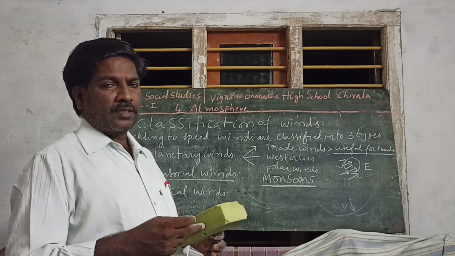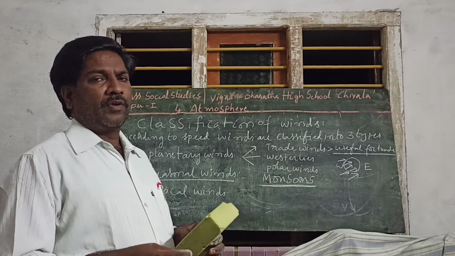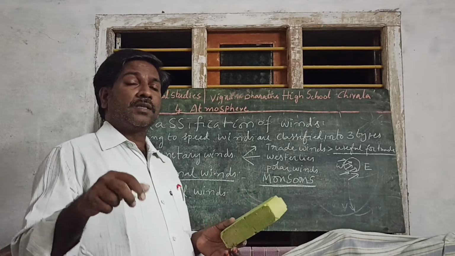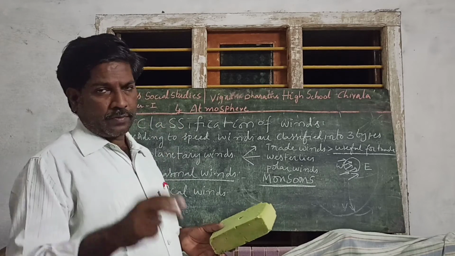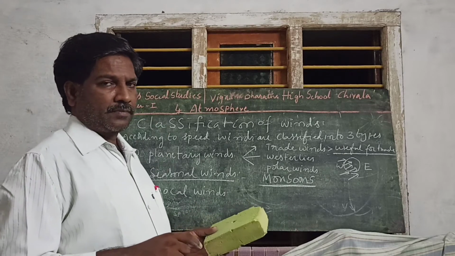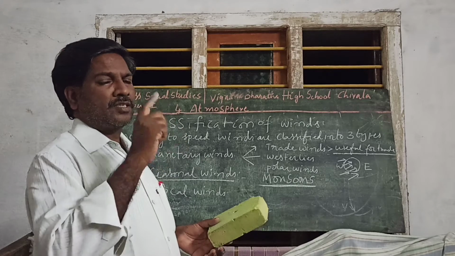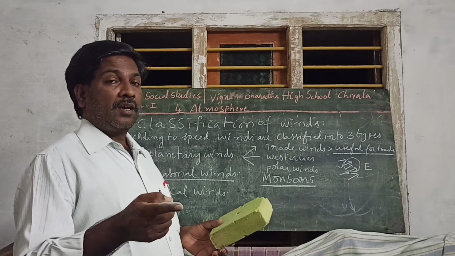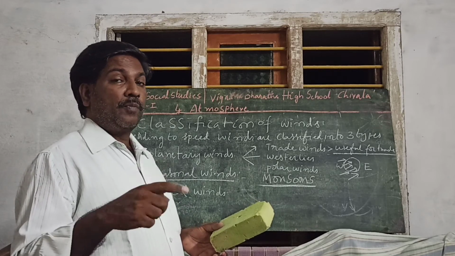In that difference, what happens? Clouds will be formed. When the clouds are formed, automatically low pressure also happens on the ocean. That's why cyclonic depressions happen in the ocean, because of the difference in temperature and the difference in wind blowing.